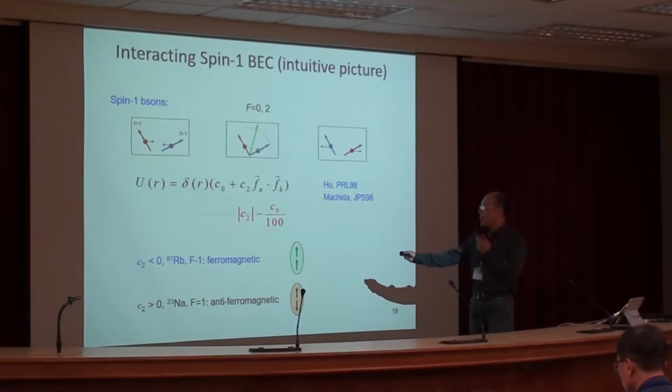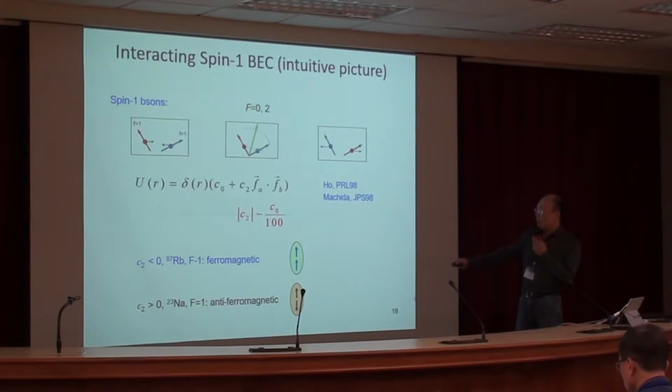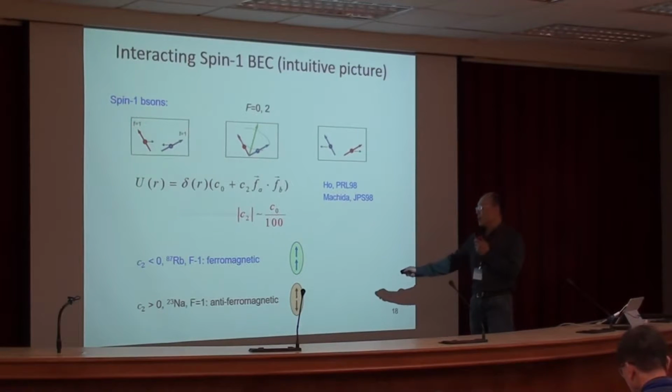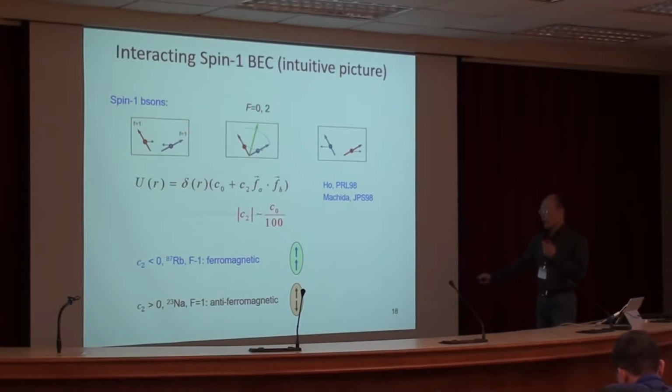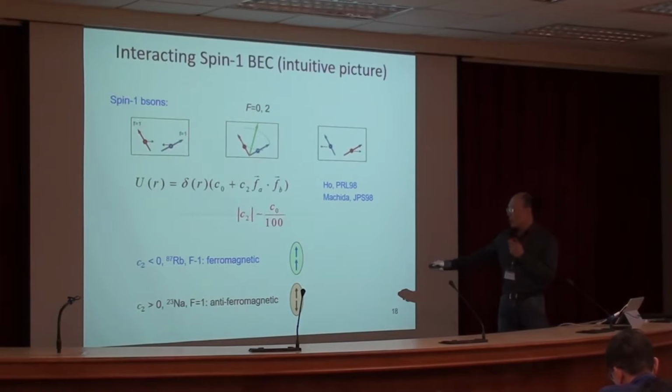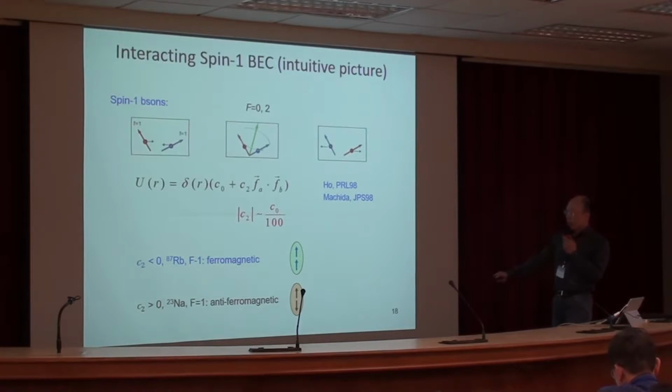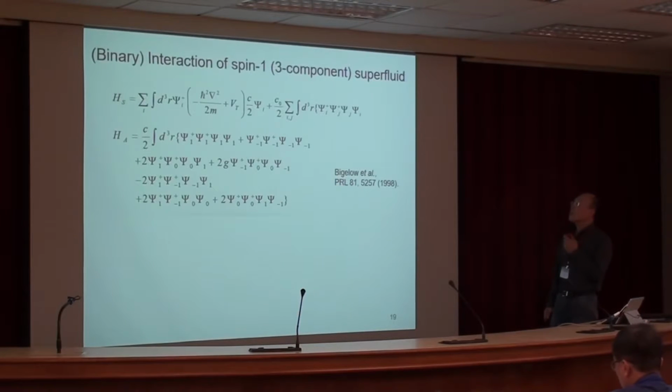Okay. And depending on the sign of C2, if it's less than 0, then the system is minimized by lining all spins up in the same direction. So they're ferromagnetic. And when you go down to the ground state, you have a symmetry breaking state here. But for C2 greater than 0, you minimize the energy by canceling the total spin. So even in the ground state, you don't break rotational symmetry. Okay, so if you write it down in operator form, you can write it in terms of symmetric and anti-symmetric parts, and you can see this binary interaction in closer detail.